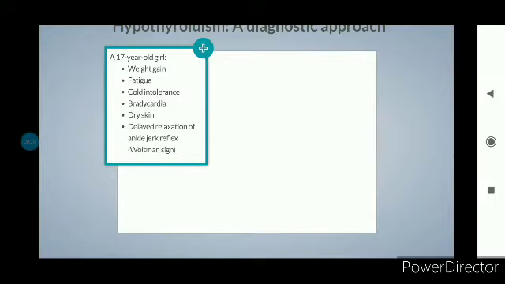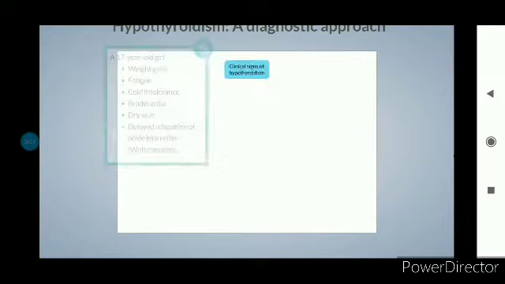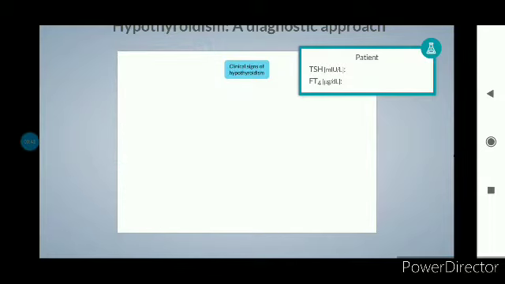With these clinical signs of hypothyroidism in mind, thyroid function tests are requested. Laboratory studies reveal increased TSH levels at 12 milli-international units per liter and decreased FT4 levels at 0.3 micrograms per deciliter.